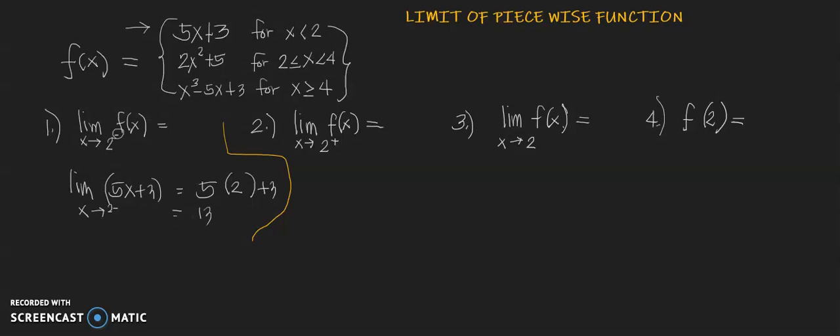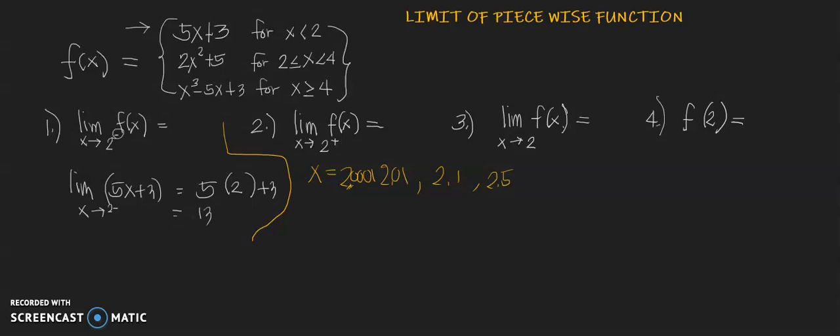Okay, now let's work on question number 2. This time we have the limit of f of x as x approaches 2 from the positive side. So what shall we do now if it is the positive side? Tell me the values of x if it is the positive side. The values of x would be 2.5, 2.1, 2.01, 2.0001. It could be these numbers.